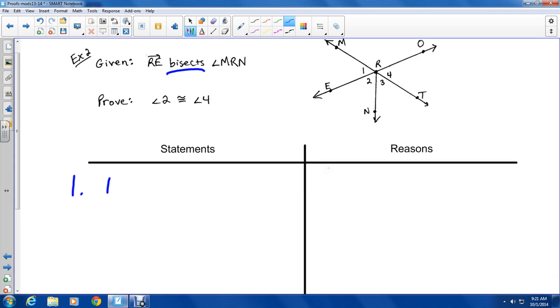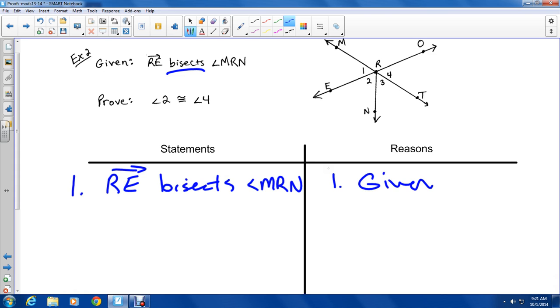And remember, when we write our first statement, we are honestly just rewriting what's given. No joke. And then you're writing the word given for your first reason, free points. Please don't forget that. Step 2. Got to come up with something based on this given information. You're looking at the picture. Let's mark the picture and let's come up with something.